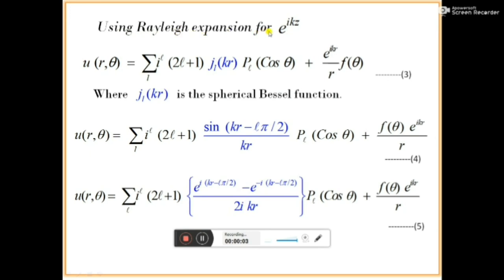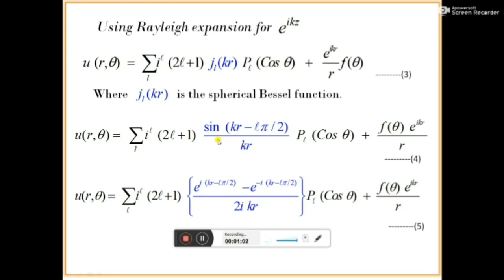Using Rayleigh's expansion for e power ikz, u of r comma theta can be expressed like this, that is summation over L i power L 2L plus 1 JL of kr PL of cos theta plus e power ikr divided by r f of theta. Here this f of theta is known as the scattering amplitude as we said previously, and this JL of kr is nothing but a spherical Bessel function. This JL of kr is sin of kr minus L pi by 2 divided by kr. We substitute this in equation 3, thus we get equation 4.